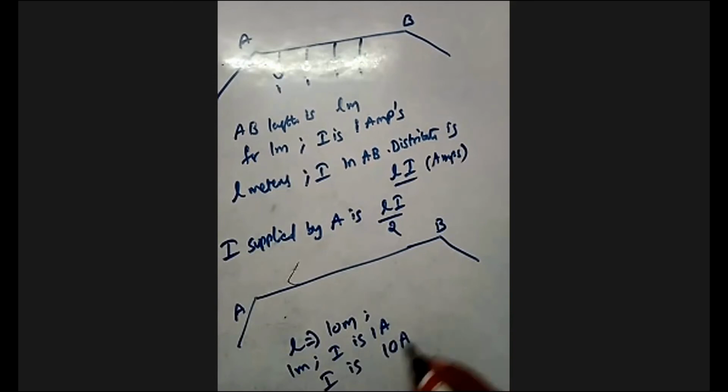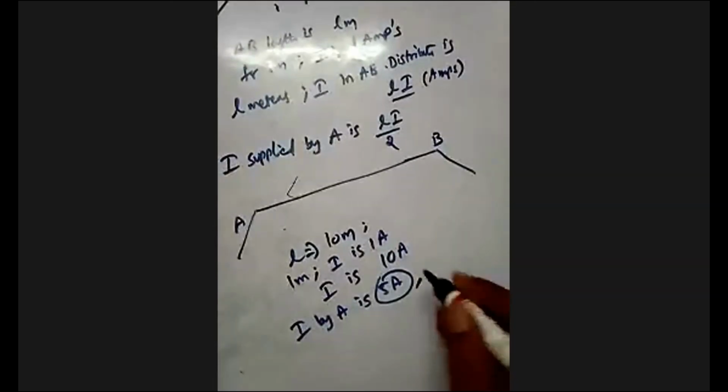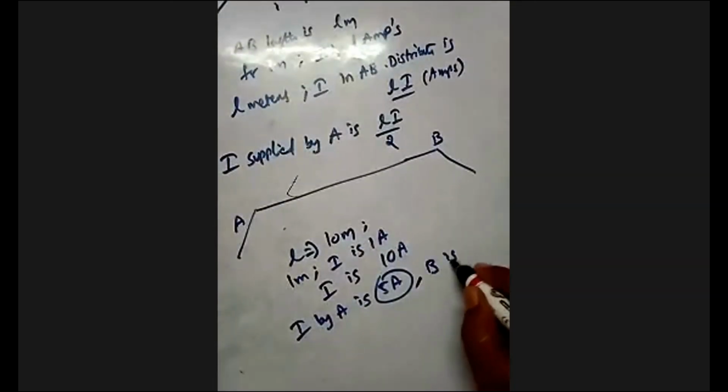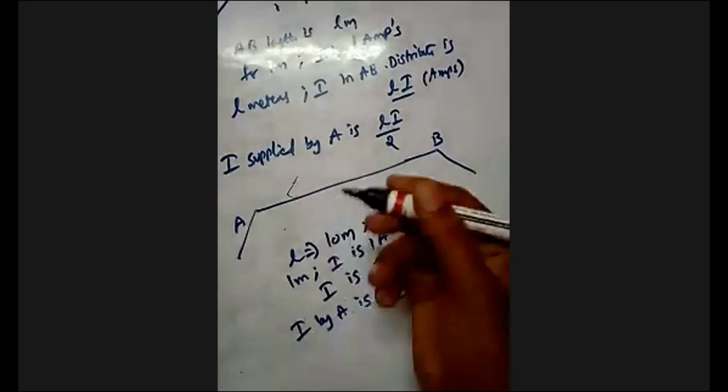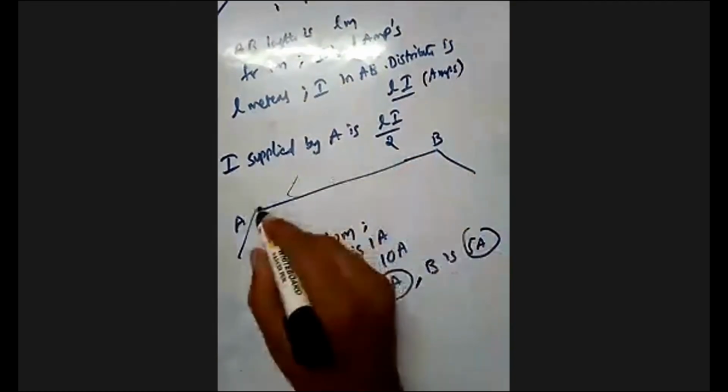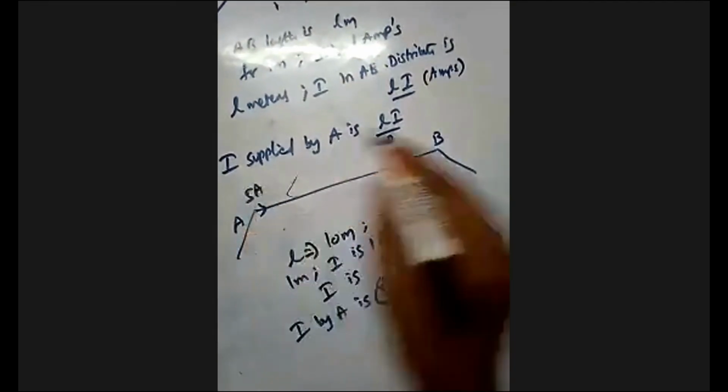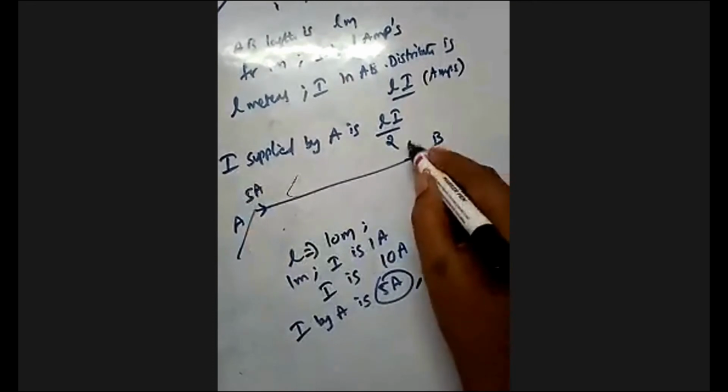So the current supplied by source A is 5 amps, and the current supplied by source B is also 5 amps. A source is 5 amps, B source is 5 amps. Now the current which is delivering is 5 amps from each end.